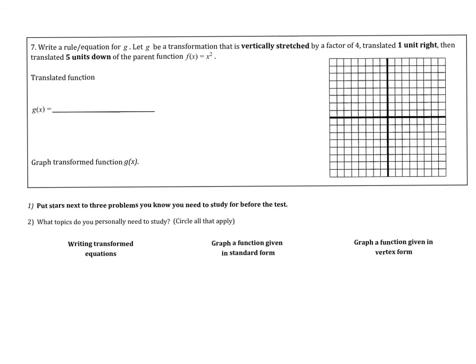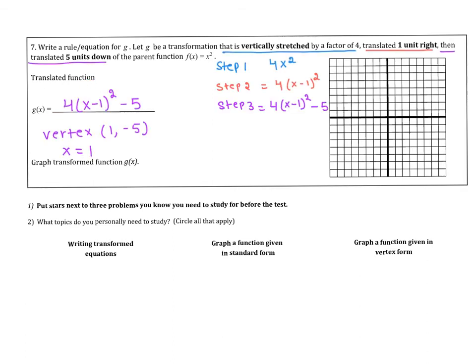Question number 7. Write a rule or equation for g. Let g be a transformation that is vertically stretched by a factor of 4, translated 1 unit to the right, and then translated 5 units down for the parent function f(x) equals x squared. So write down the translated function here. We're going to do this problem step by step. So the first step is vertical stretch by a factor of 4. So that's going to be 4x squared.